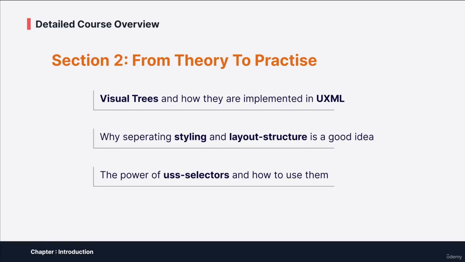Why is it a good idea to work with your UI in that way? Now, one of the terms here is visual trees, which we will have a look at. We will then talk about why separating styling and layout structure is a good idea, which is exactly what UI Toolkit is doing, and what was not so simple and nice in the other UI systems that Unity offered. And one important thing where you can spend a lot of time is USS selectors, and we'll also look at them.